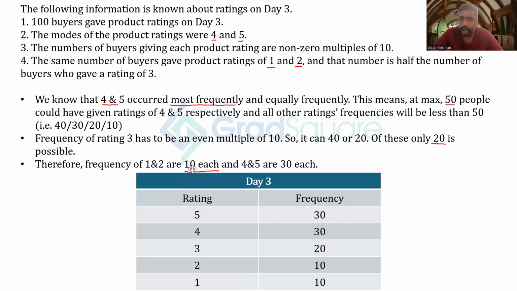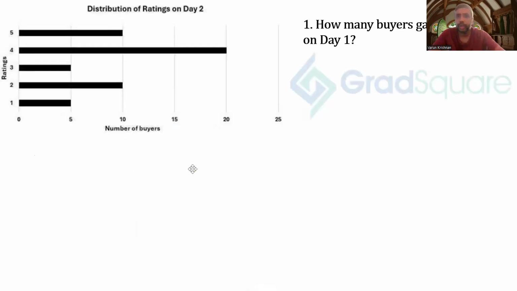So day 3's data we have, day 2's data we have. Day 1 also we can calculate a few things based on the information given, based on the cumulative averages of 3 and 3.1, and that's what the first question is about. The first question is asking us, how many buyers gave ratings on day 1? To find this out, we will use the cumulative average. The cumulative average of day 1 is 3 and of day 2 is 3.1.